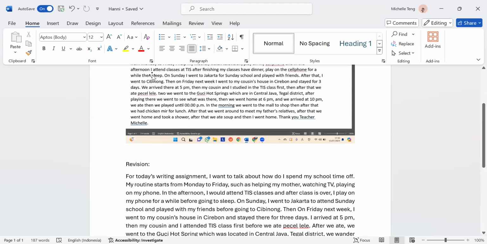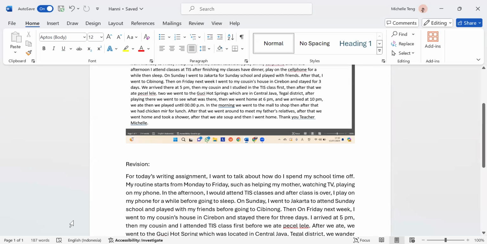So I actually combined the sentences here instead of making them two different parts, because the sentence after this one, after that I went to Cibinong, is really short, so I think it's better to combine the sentences. So on Sunday, comma, I went to Jakarta for Sunday school. Instead of saying for Sunday school, I'm going to make it a little longer to make it more specific, that you attend Sunday school. So it's to attend: I went to Jakarta to attend Sunday school.